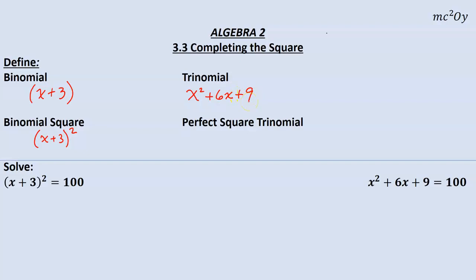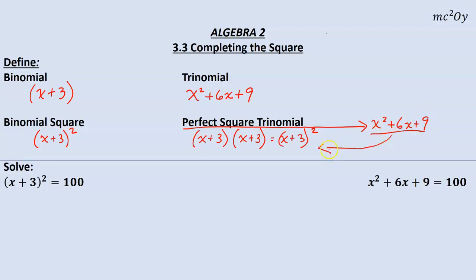That's a trinomial. In fact, that's a perfect square trinomial because if I factor it, two things that multiply to make 9 and add to 6 are 3 and 3. So it would be x plus 3 times x plus 3, which is x plus 3 quantity squared. So this is a perfect square trinomial because it factors to be a binomial square.